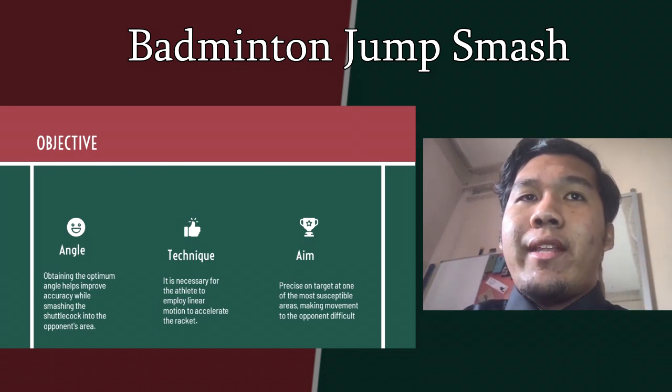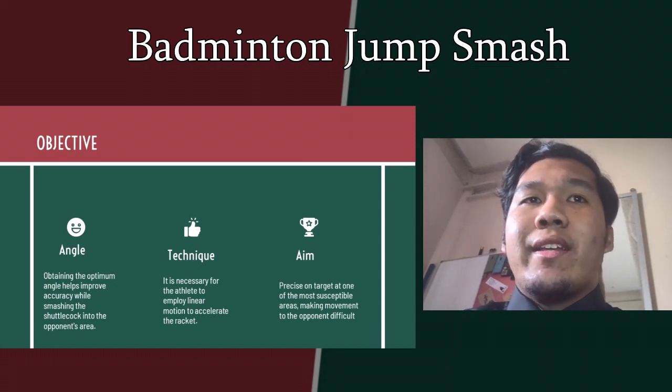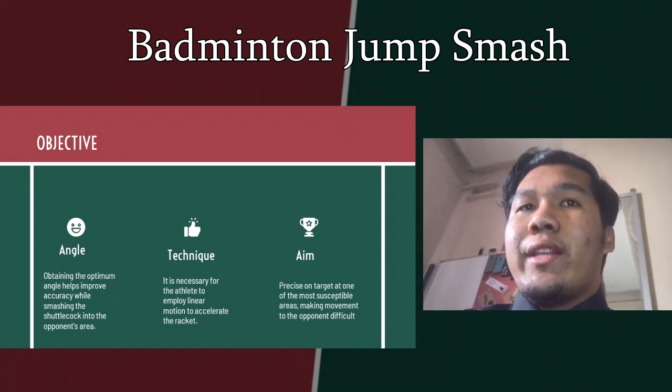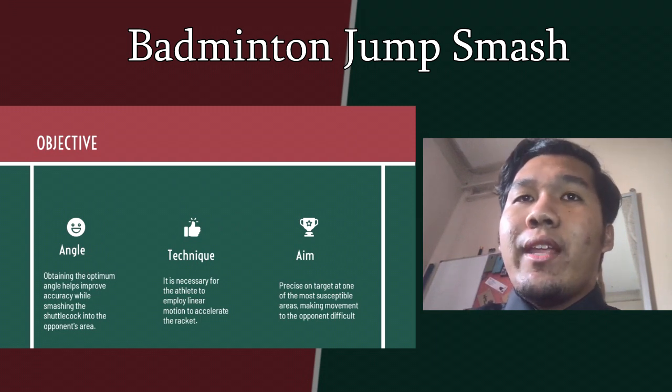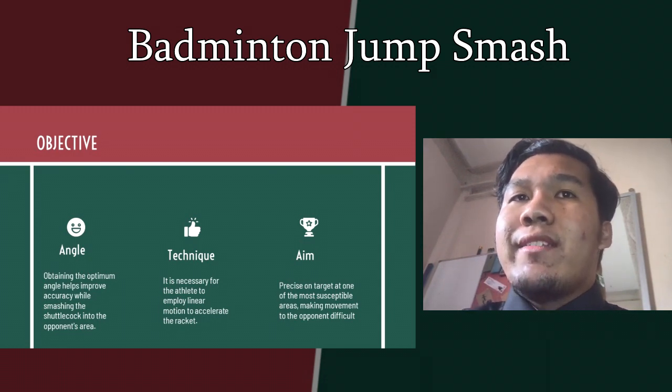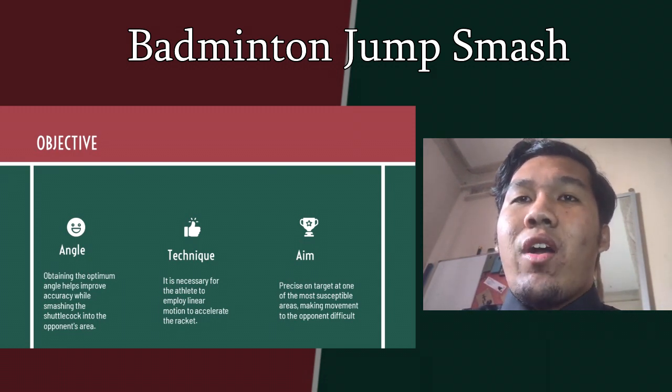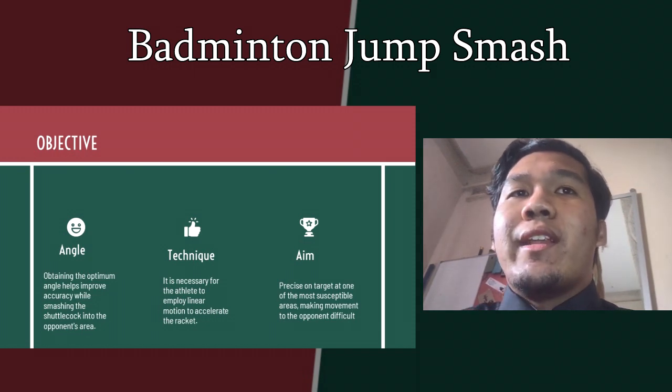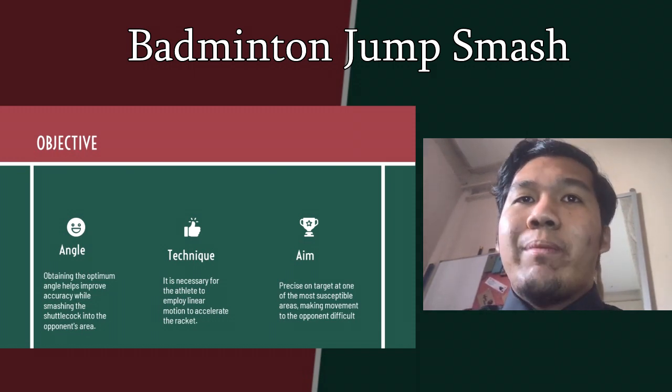The second aspect is technique, in which athletes must employ linear motion to accelerate the racket. This is vital when the athlete's hand is spinning during a smash. The athlete's wave travels to the hand and forward, and the athlete's hand is on the correct side of the racket. By incorporating linear motion into the method, badminton speed and power to the opponent's area will be increased.